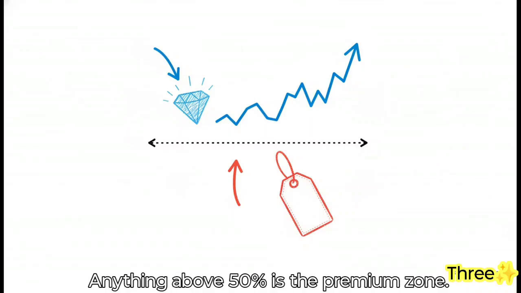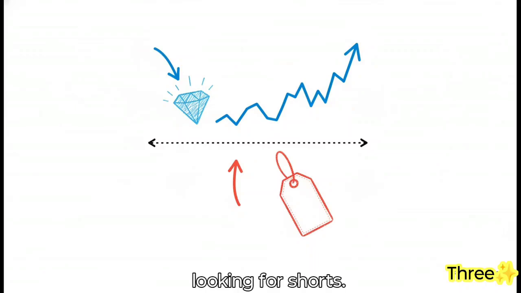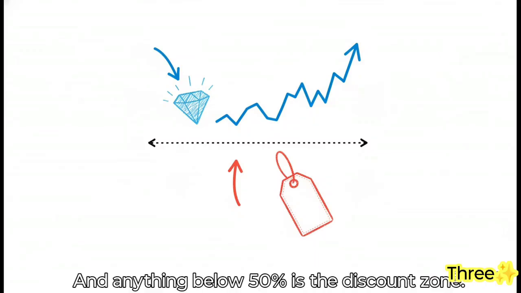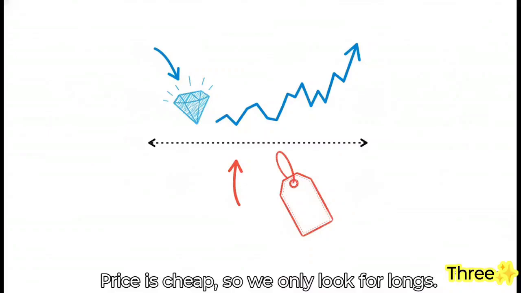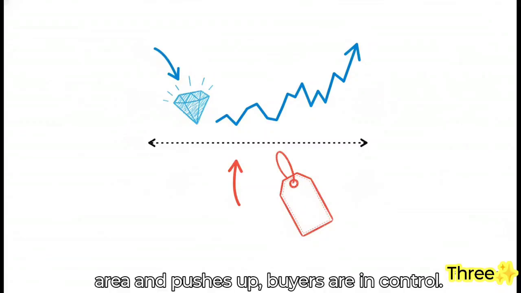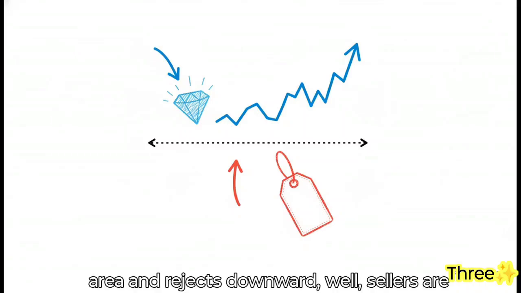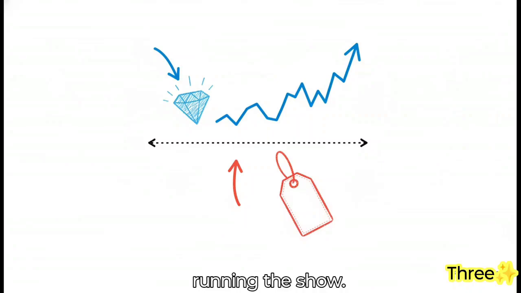Anything above 50% is the premium zone. Price is expensive up here, so we're only looking for shorts. And anything below 50% is the discount zone. Price is cheap, so we only look for longs. If price mitigates a demand zone down in the discount area and pushes up, buyers are in control. If it hits a supply zone up in the premium area and rejects downward, well, sellers are running the show.